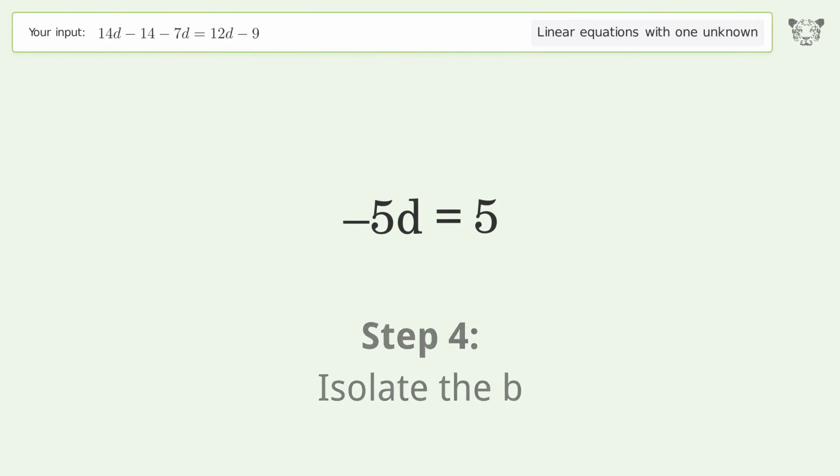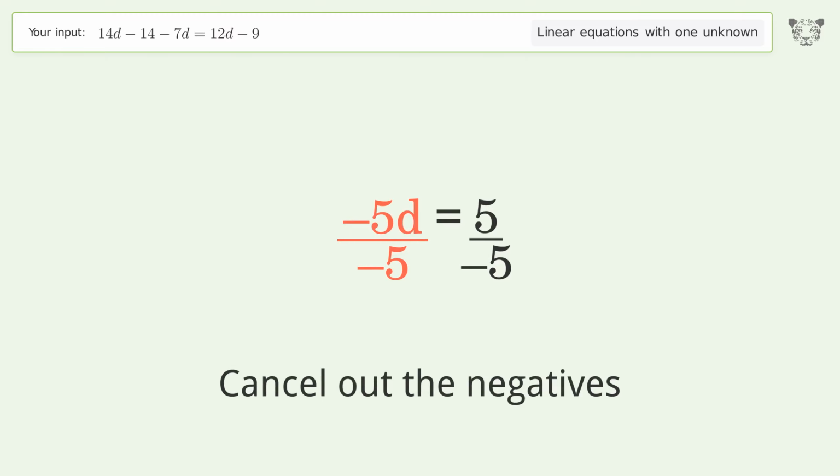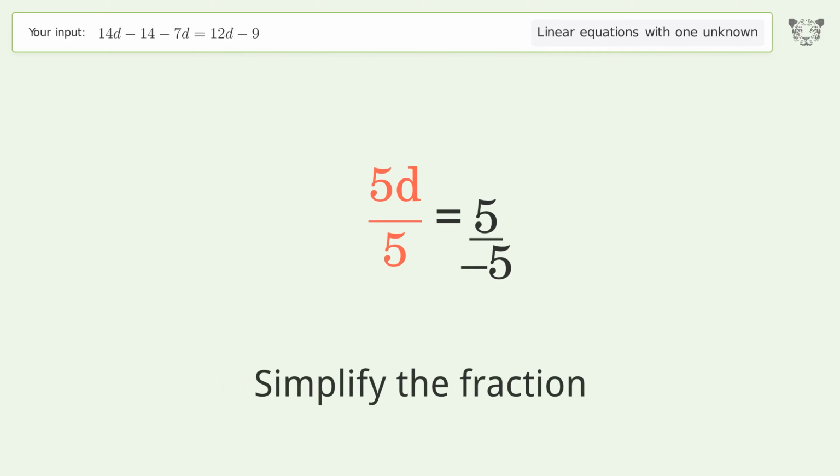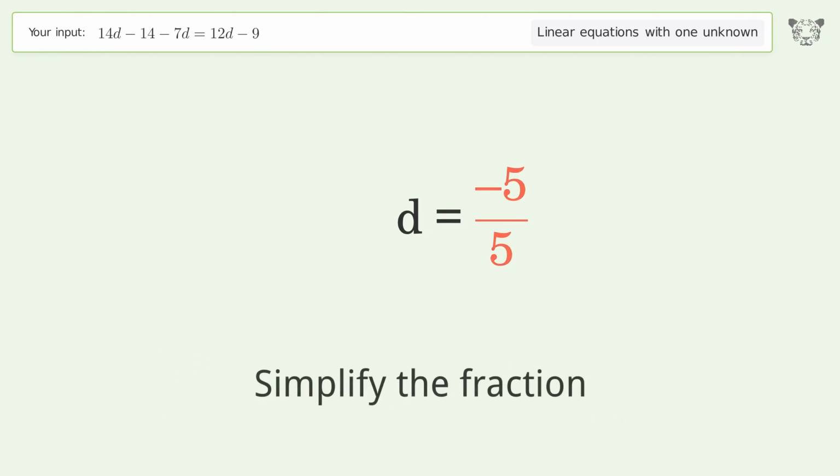Isolate the d. Divide both sides by -5. Cancel out the negatives. Simplify the fraction. Move the negative sign from the denominator to the numerator. Simplify the fraction.